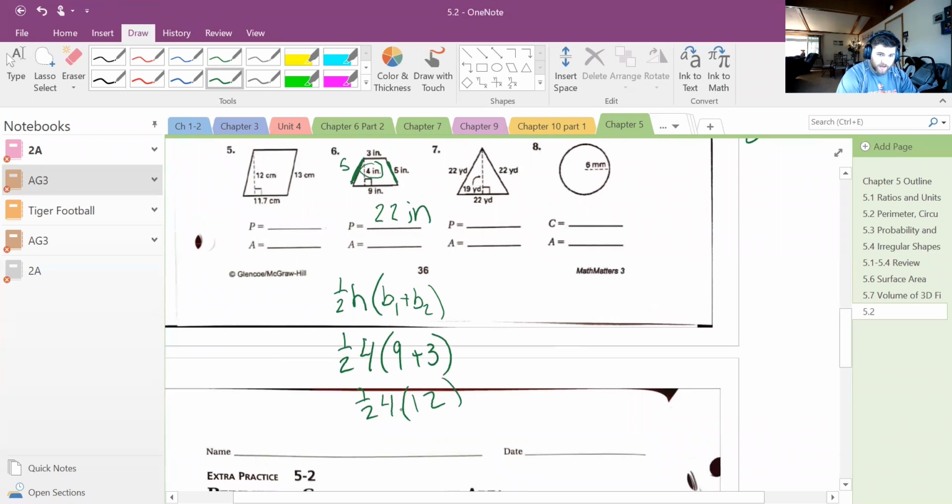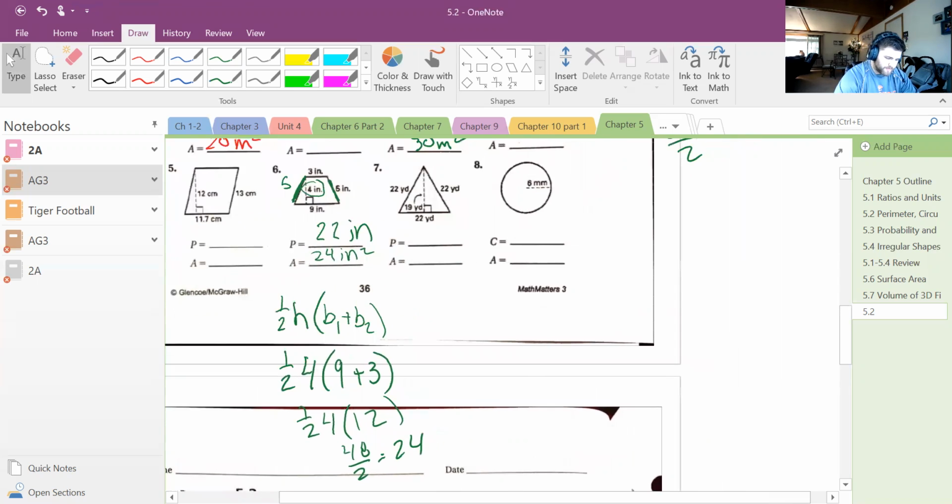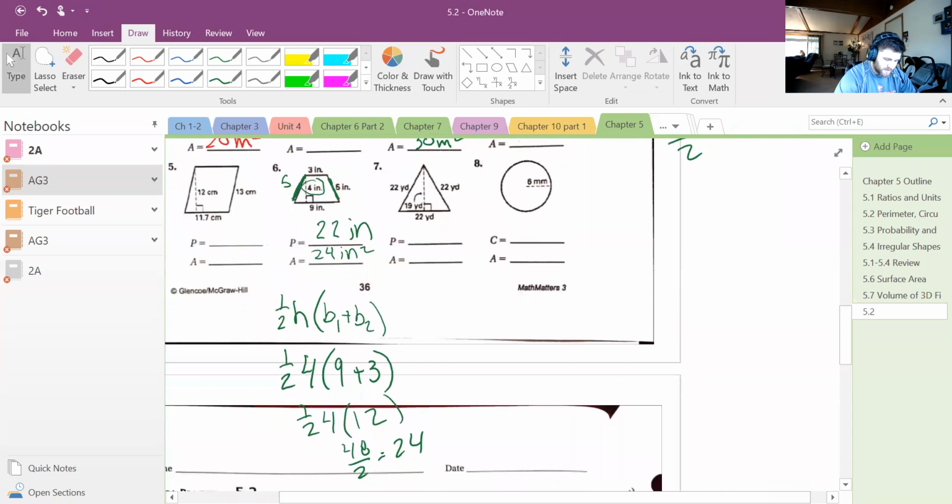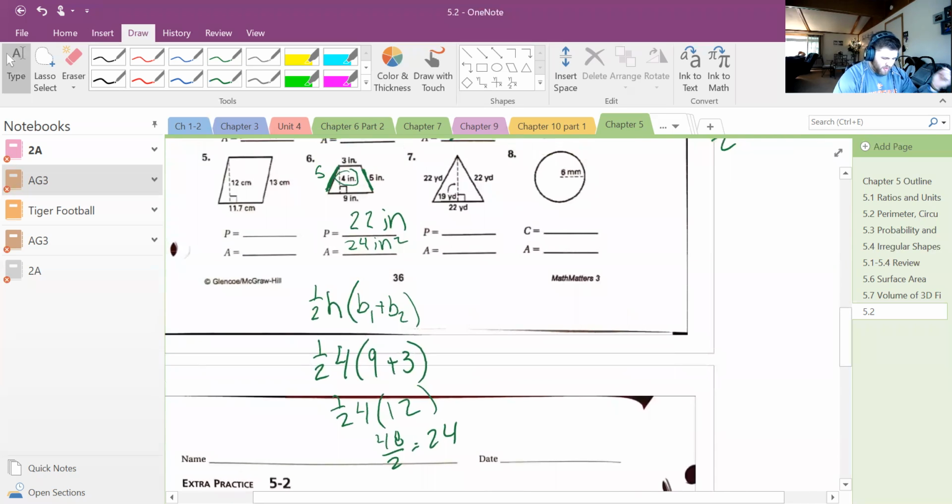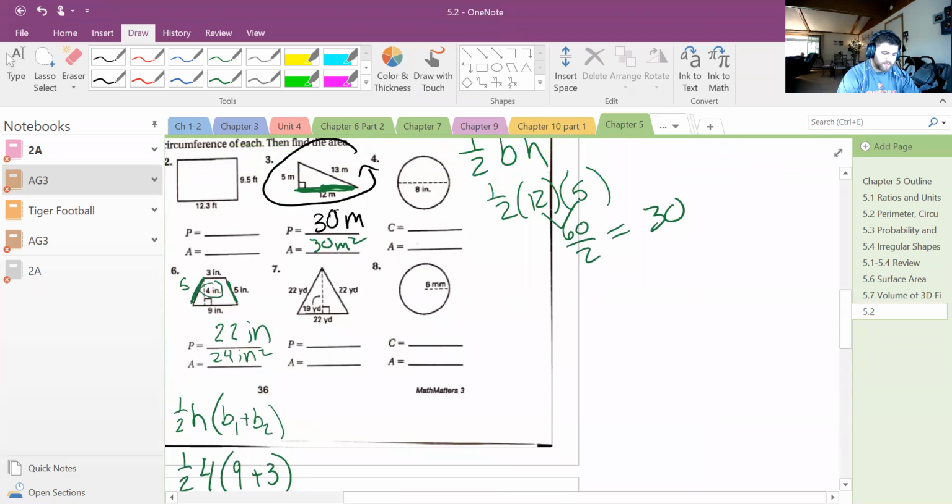Okay, next we have 12 times 4, which is what? 48? Yep, 48 divided by 2 is what? 24? There you go. Don't forget your inches squared. Okay, let's just double check we did that right. So your height is 4, yeah. Base 1 is 9, base 2 is 3. Yep. Double check perimeter. 5 plus 5 is 10. Plus 3 is 13. It's 22. Indeed.